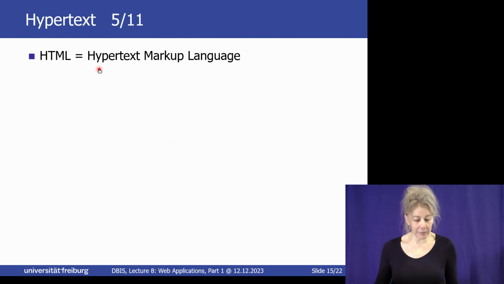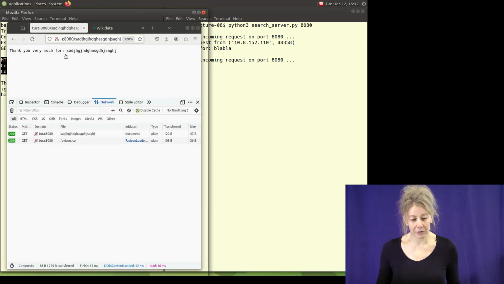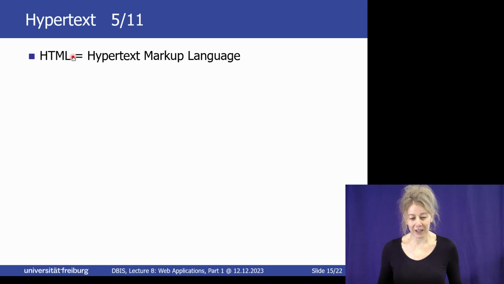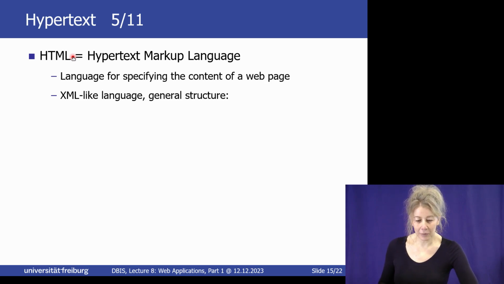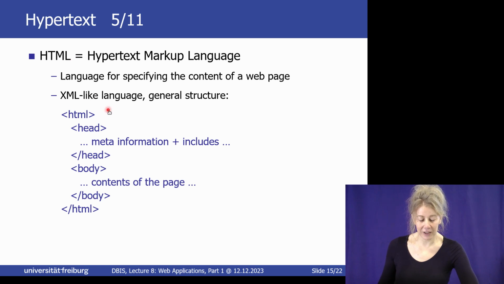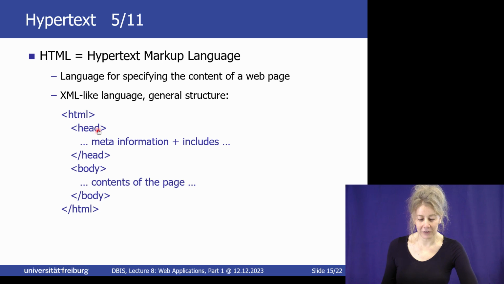HTML. When I want to display something in the browser, HTML is a bit nicer than just text. That's what HTML is about. It's a very simple language, XML-like, so it has these tags in angle brackets. We already know them from SPARQL.